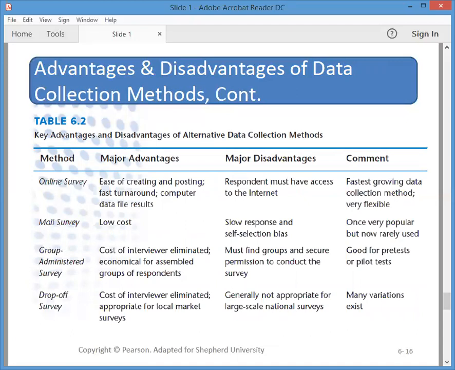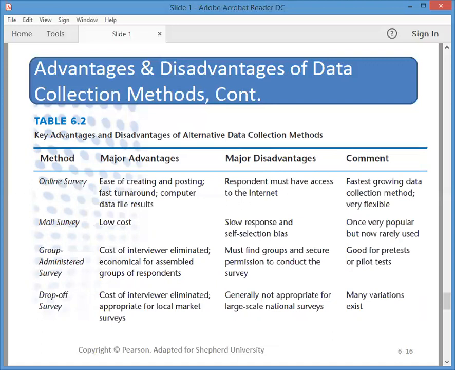And then online survey: ease of creating and posting. Again, disadvantage, respondents must have access to the internet. Mail survey: low cost. Disadvantage, slow response. Takes a long time for a mail survey.